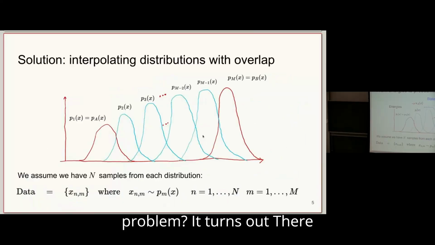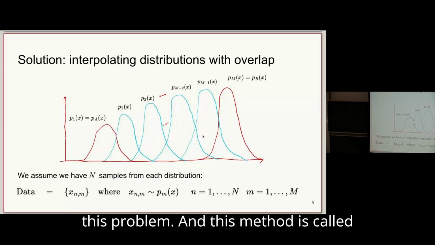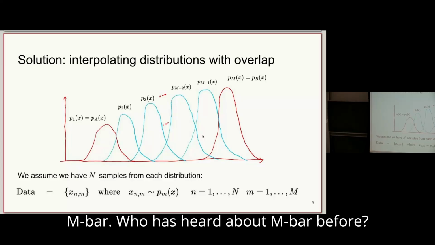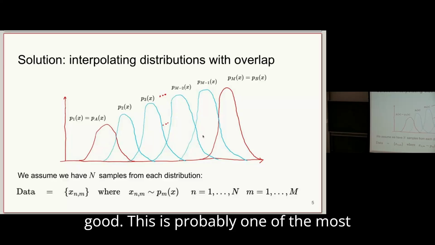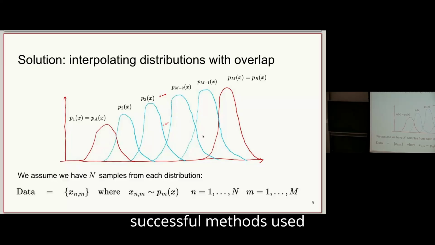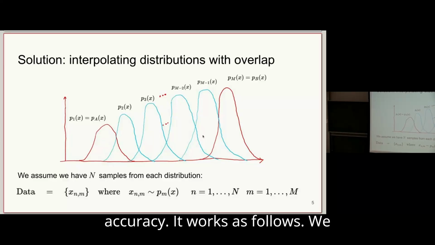It turns out there is a state-of-the-art method for solving this problem. And this method is called M-bar. Who has heard about M-bar before? Has anyone heard about this? No? Okay, good. This is probably one of the most successful methods used by pharmaceutical companies in drug discovery. And it will allow you to estimate these free energy differences with high accuracy.